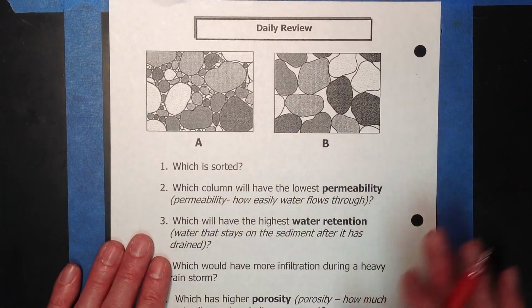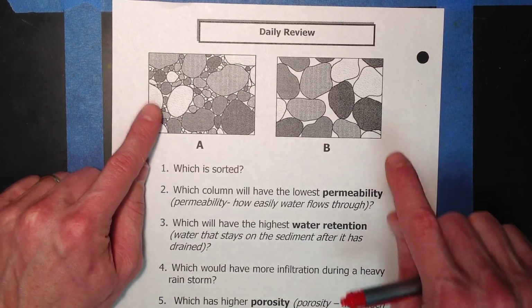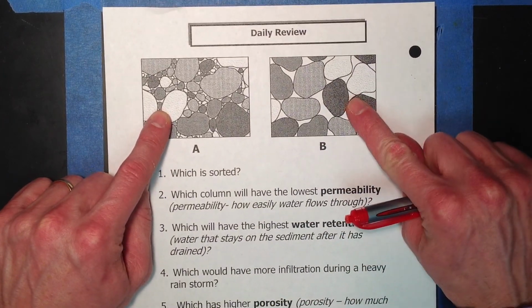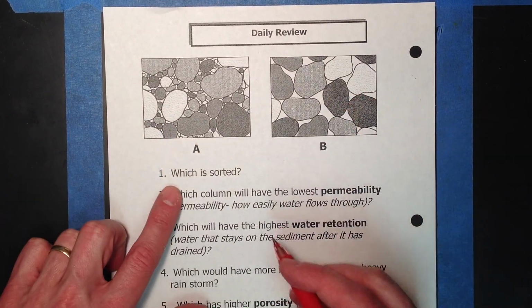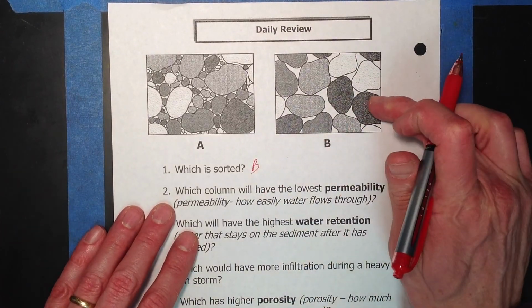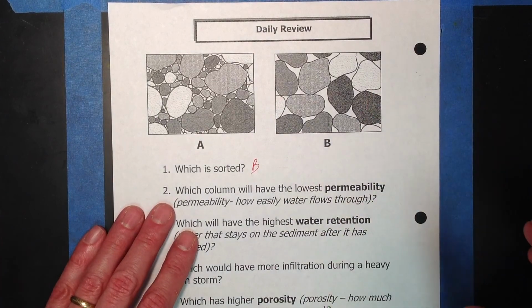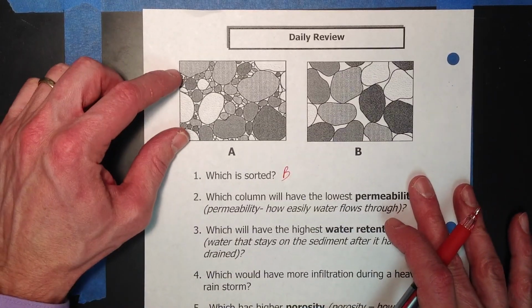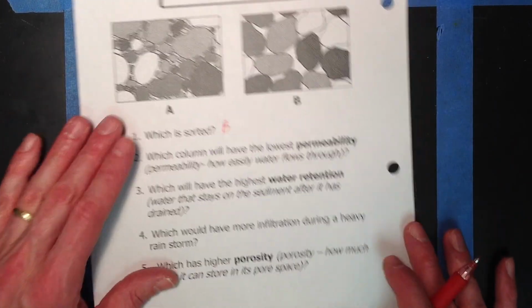Okay, on the back we have A and B. These sediments A and B. Notice here, all different sizes. Here they're all similar in size. Which is sorted? Answer, sorted is B. Sorted kind of means all of similar size, as if you went through and sorted them based on size. This we say unsorted when the sizes are mixed together.